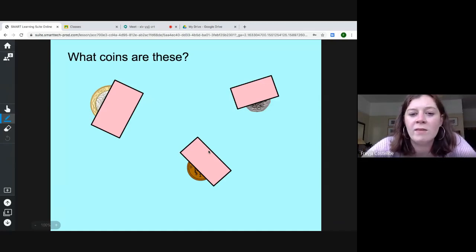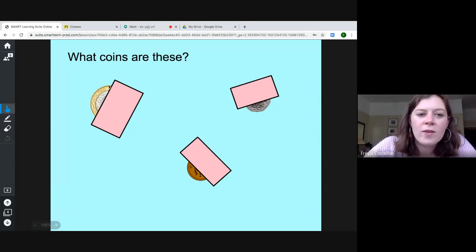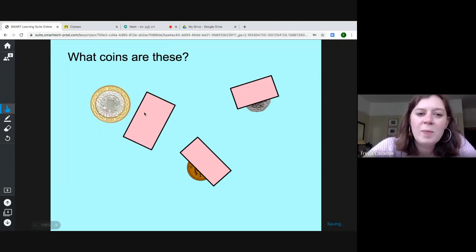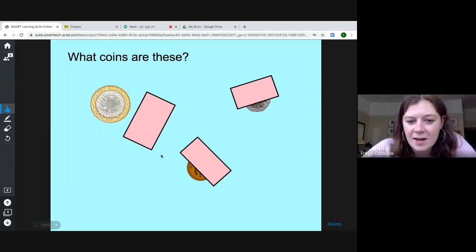What coins have I got hiding here under the pink squares? Have a look. What can you see peeking out of this one? We've got that golden bit and a bit of silver. Has it got any edges? No, it's all round, isn't it? What do you think this one is? It is a £2 coin. Well done. What about this one?